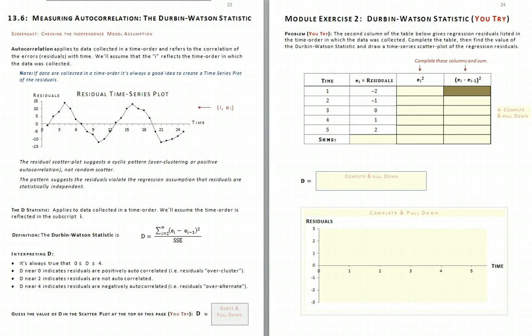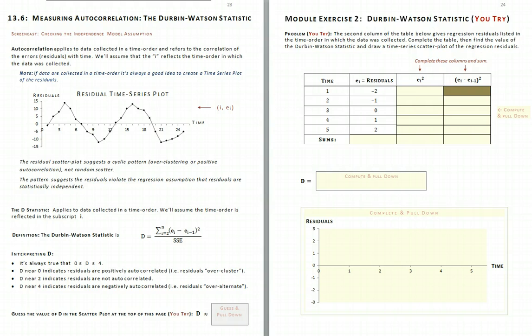For this section, we assume that bivariate data has been collected in a time sequence, and that the data point index i reflects the time order of collection. Thus, the first data point x1, y1 was collected first, the second data point x2, y2 was collected second, and so forth.